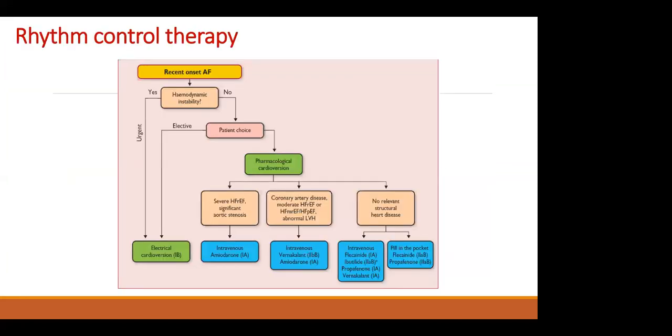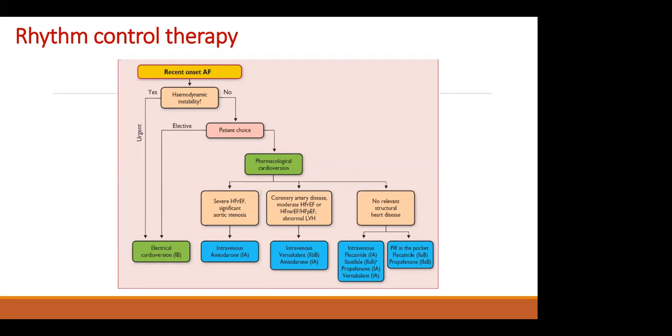Now, how can you do rhythm control or cardiovert the patient? If the patient is hemodynamically unstable, you should achieve this rapidly by urgent electrical cardioversion. If he is hemodynamically stable, you will discuss with your patients the different methods available, either to go for elective electrical cardioversion or pharmacological cardioversion, selecting the agent that you will use depending on his problem list and his clinical profile.